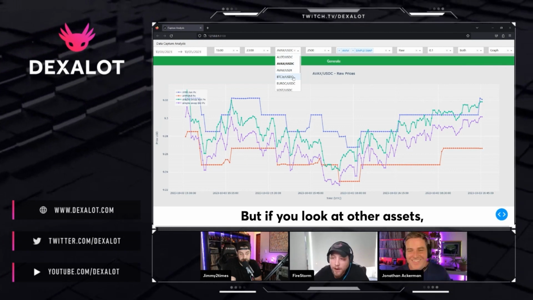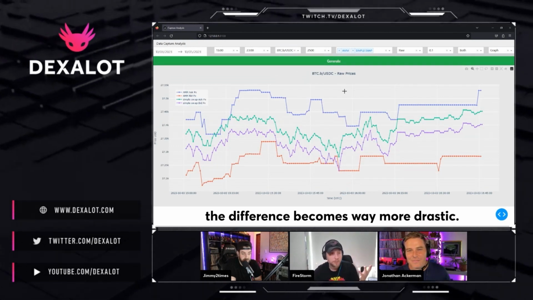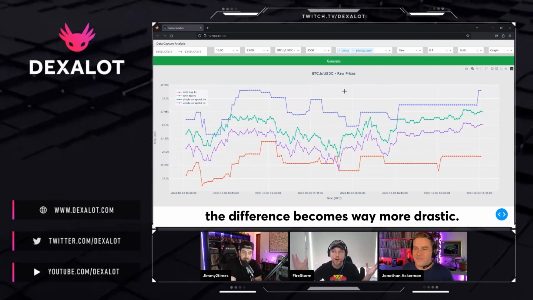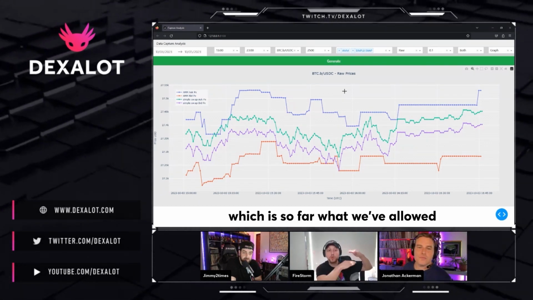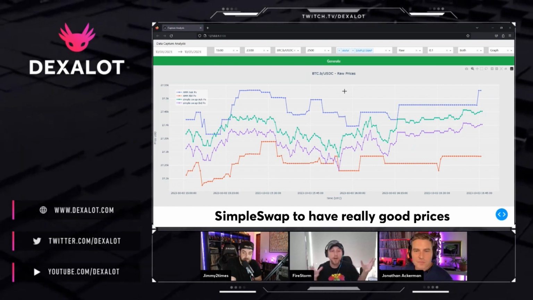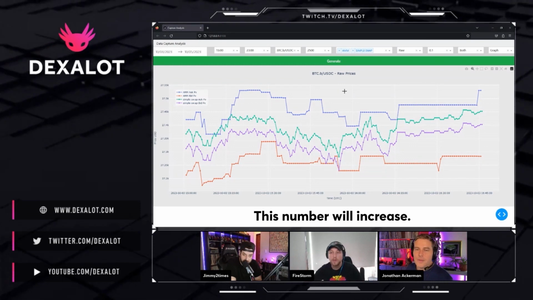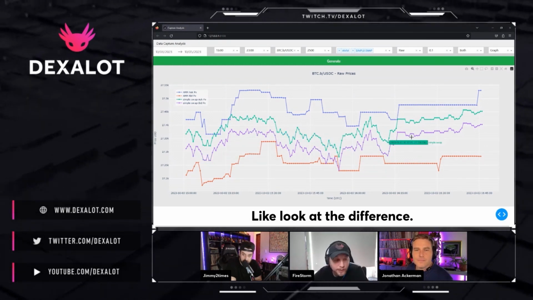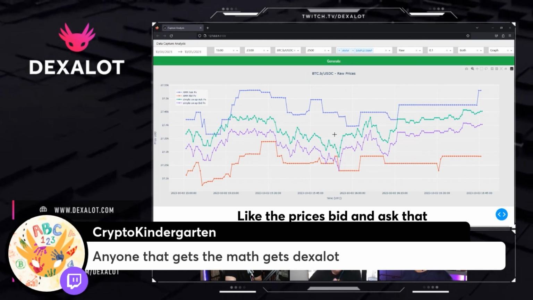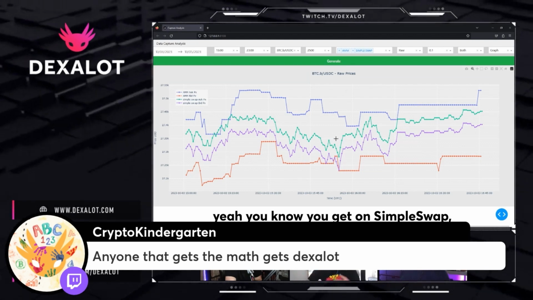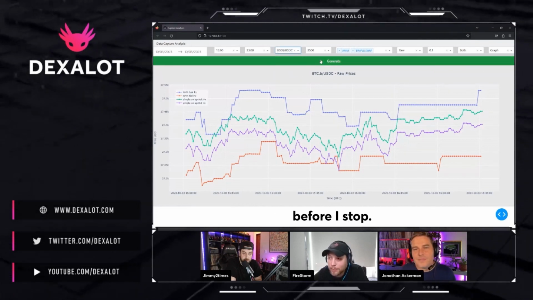But if you look at other assets, the difference becomes way more drastic. Like if you look at $2,500, which is so far what we've allowed SimpleSwap to have really good prices. And again, we're just launching. This number will increase. Look at the difference. The bid and ask prices that you get on SimpleSwap, mind-boggling. And I'm going to show one more before I stop.